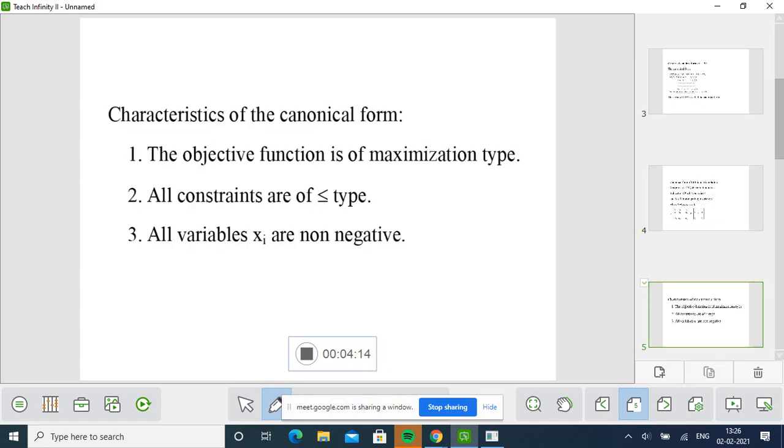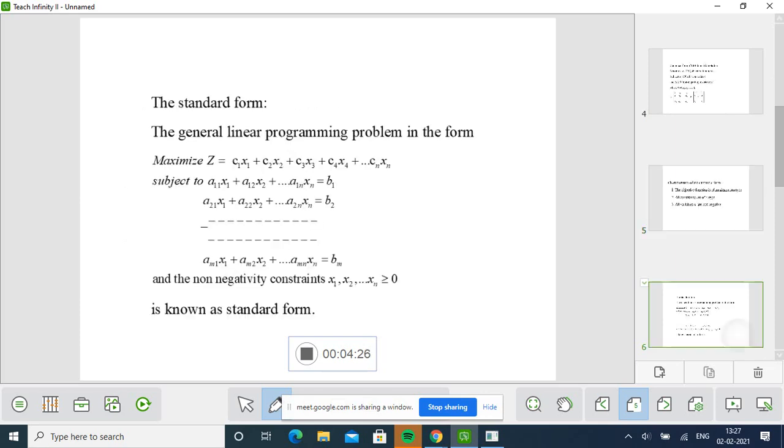Characteristics of the canonical form. So what are the main characteristics of this form? The objective function is of maximization type. All the constraints are less than or equal to, and all the variables xi are non-negative.